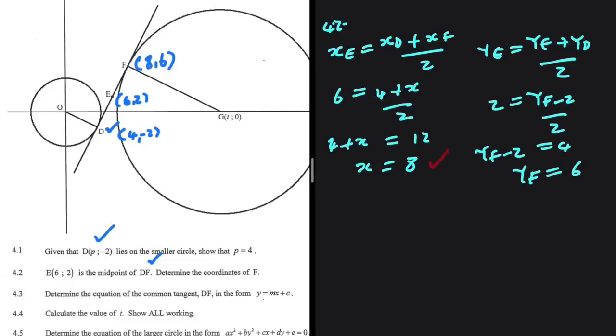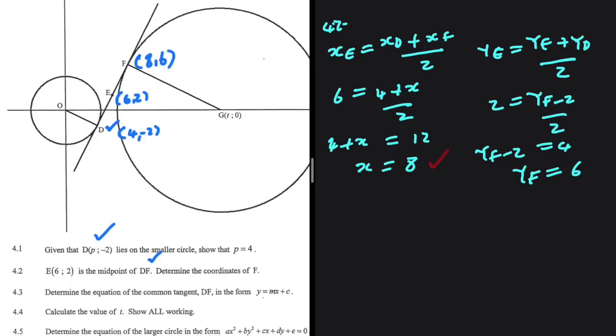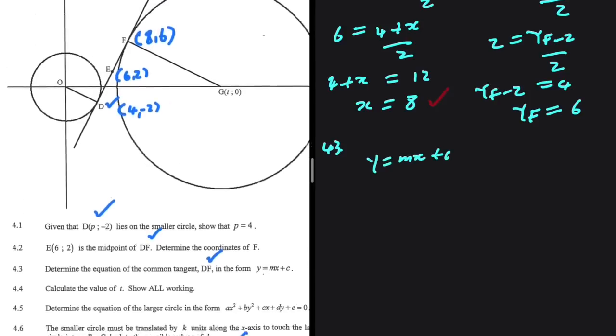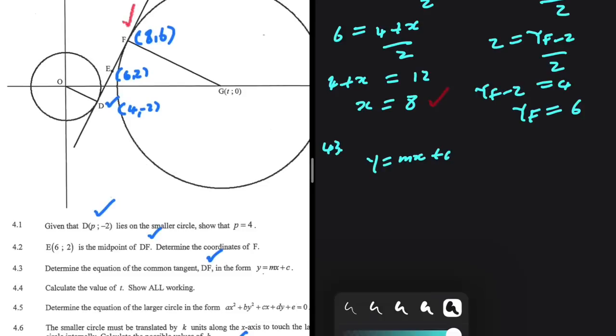Okay, we're not experiencing any difficulty so far. We are moving at the speed of light. Let's do 4.3. Determine the equation of the common tangent DF in the form y is equal to mx plus c. We want the equation of DF. It's a straight line. We just need the gradient, substitute one point, and we are done.